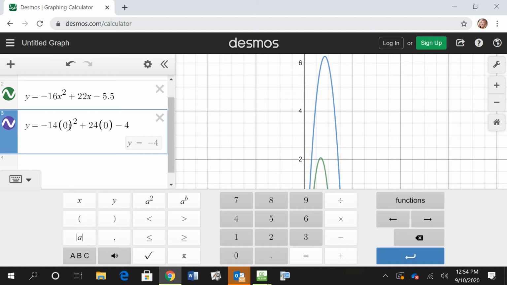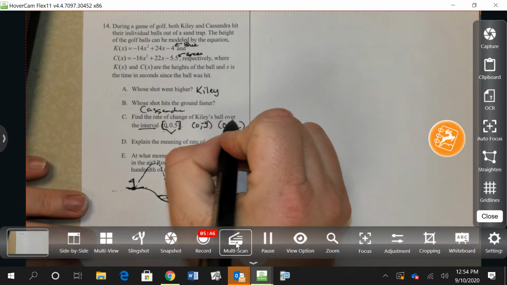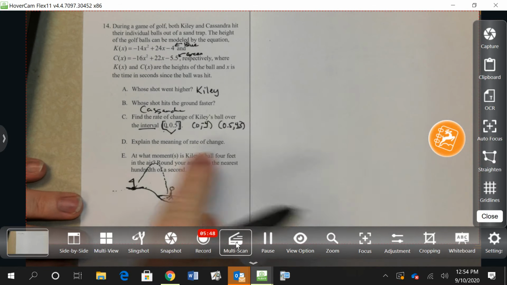So I'm coming back here. Again, I copied and pasted Kylie's. How did I know it was Kylie's? Kylie's was the first one. Now I put in 0.5 and I have an output of 4.5. So what am I going to do with this?